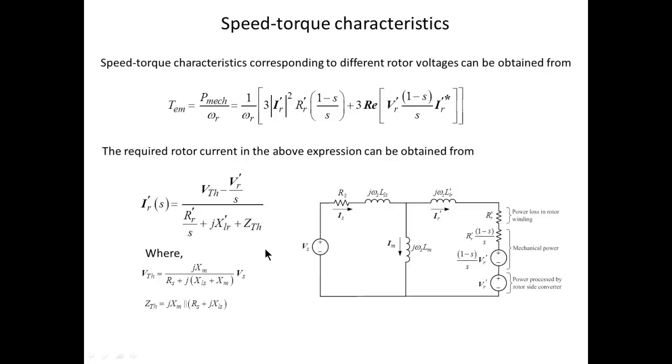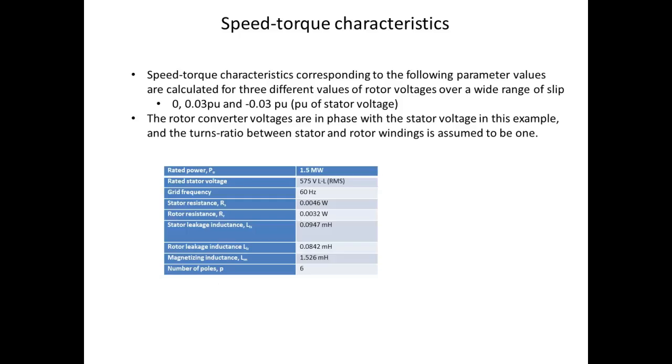So if you know the VTH and the series impedance ZTH, then IR prime is given by this VTH phasor minus the applied rotor side converter voltage, which is VR prime over S, divided by all the impedances, starting with ZTH, then the rotor leakage impedance, and the RR prime over S. These were combined as RR prime over S. So once we calculate IR prime, you can write a MATLAB or a MathCAD script and draw the speed torque characteristics from that. So I'm going to give an example.